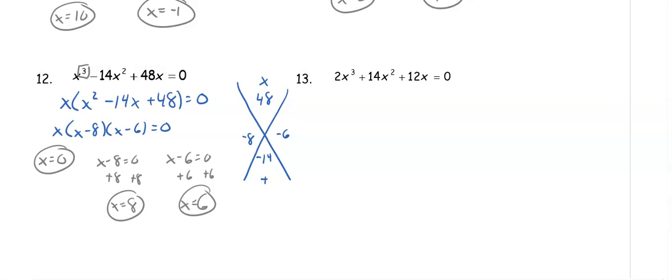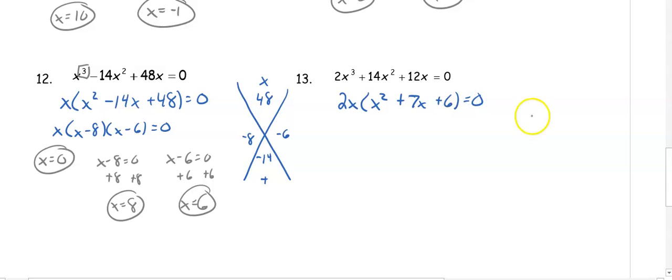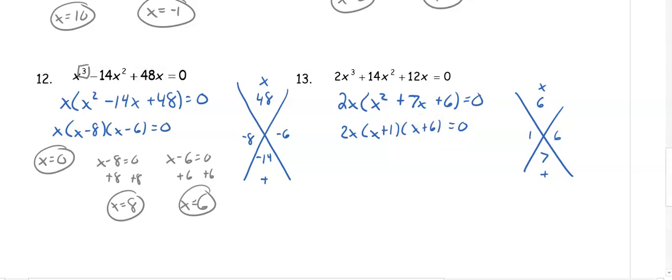In 13, our GCF is going to be 2x, so that we can get this to become x squared. So that leaves us with x squared plus 7x plus 6 equals 0. So we need two numbers that multiply to 6 and add to 7. So 2 and 3 are not going to work. Instead, we need 1 and 6. So we have 2x times x plus 1 times x plus 6 equals 0.